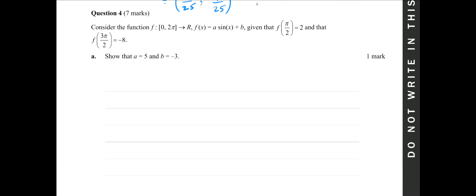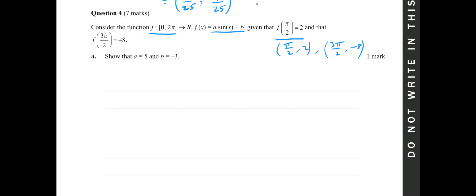Consider the function f from 0 to 2 pi. So we're given a domain here, and the function is a sine x plus b. We are told that the function passes through the points pi over 2, comma 2, and the other point is going to be 3 pi over 2, comma, negative 8. So the question, part A, says, show that a equals 5 and b equals negative 3.